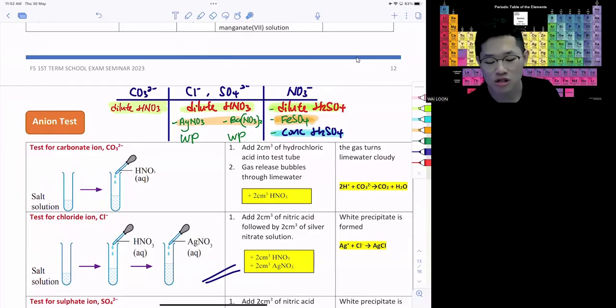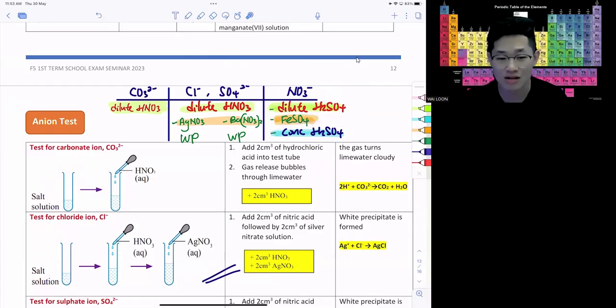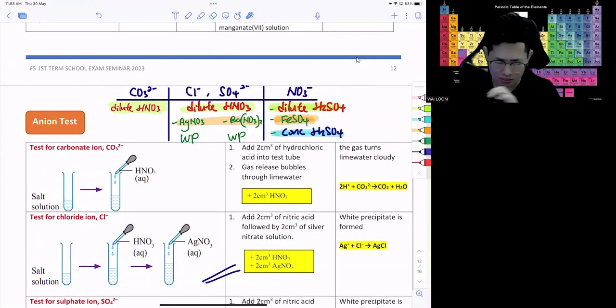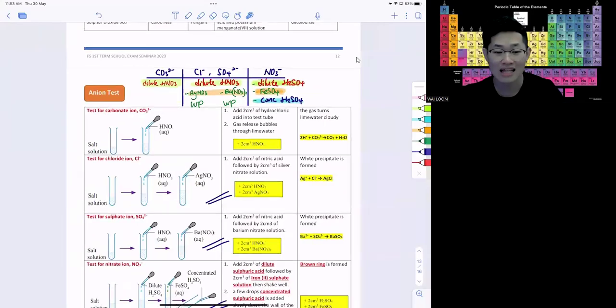And then here we must use the sulfuric acid because the concentrated sulfuric acid is the most acidic one. Okay, we want to use the most acidic acid. So it has to be sulfuric acid. Cannot be other acid, just like that. So this is the anion test.